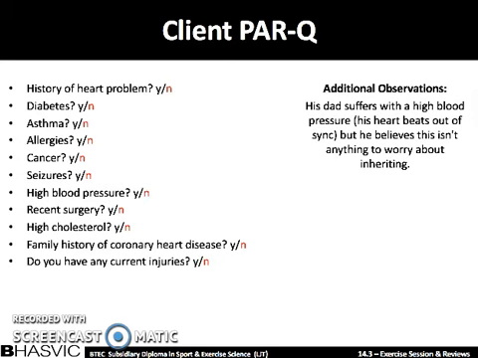I also had the client doing a PAR-Q before the session as well, just to ensure that there weren't any risks that I wasn't aware of beforehand, and ensured that the exercise was appropriate and wouldn't cause them any injuries or health risks.